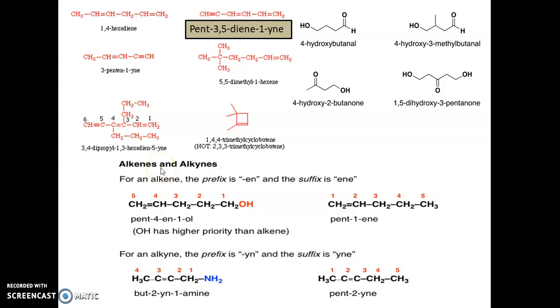Now let's move on to the next compound. The next one is CH2 double bond CH, CH2, CH2, CH2OH. Here you could see that there are 2 functional groups. One is alkene, another is alcohol. So obviously alcohol will get the priority over the alkene. So you have to start the numbering from the right side: 1, 2, 3, 4, 5. These are the 5 carbon atoms.